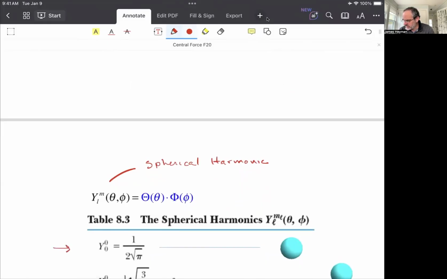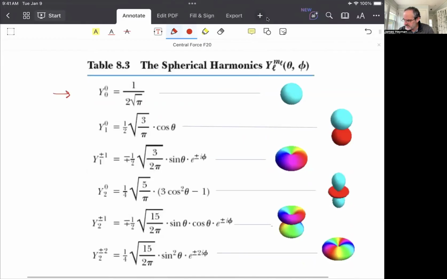And I'm also going to show you some polar plots that show how the amplitude of these functions depends on angle. Here, the first spherical harmonic function is y00. That means m equals 0 and L equals 0. Okay? And you can see that it's just a constant.